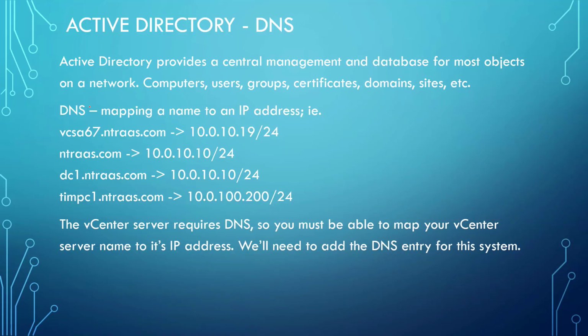As far as looking into Active Directory and DNS on Windows Server 2022, Active Directory provides a central management and database for most objects on a network: computers, users, groups, certificates, domains, sites, etc. One of the things we really need to be aware of is DNS, the mapping of a name to an IP address. As an example, vCSA67.ntras.com will map to this IP address.